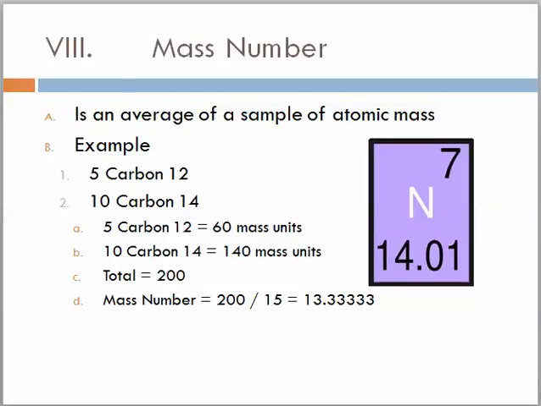Mass number. Well, we've kind of already talked about this mass number a little bit. In our periodic table, it gives us these symbols here, and this bottom number here isn't exactly the mass number. It gives us the atomic mass number. And what the atomic mass number is, it is an average of the sample of atomic mass.